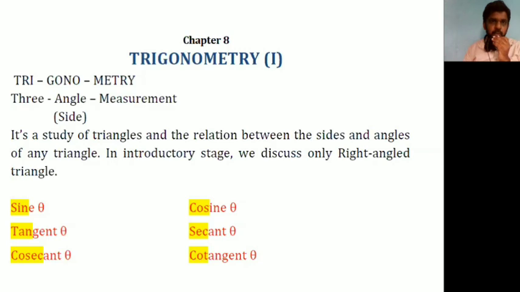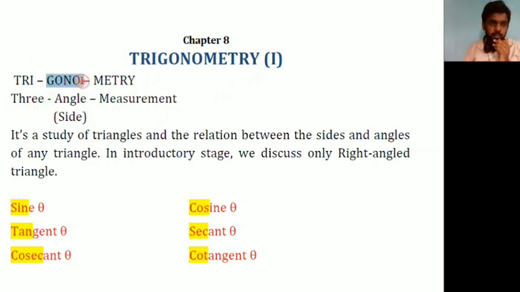Namaste students. We are moving on to a new chapter, trigonometry. The word trigonometry can be split into three parts: tri means three, gono means angle, metry means measurement. So it is a three-angle measurement.